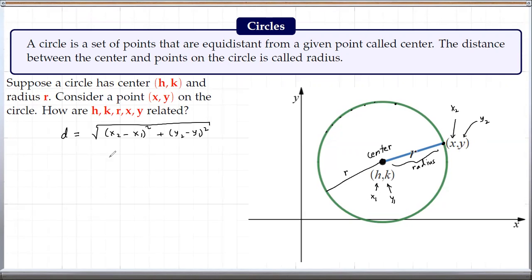So using this formula, we see that the distance r is simply going to be x2 minus x1, x minus h, squared, plus y2 minus y1, y minus k, squared. Everything under a square root. So this is the equation of a circle.